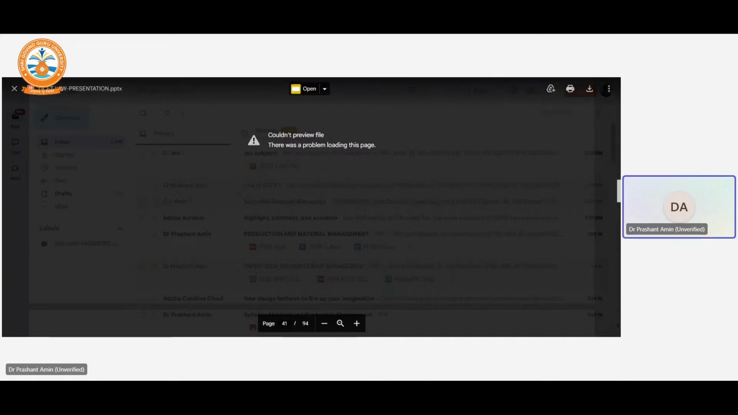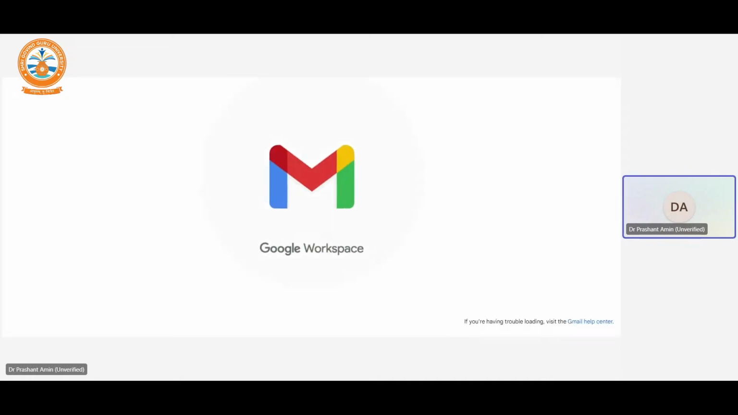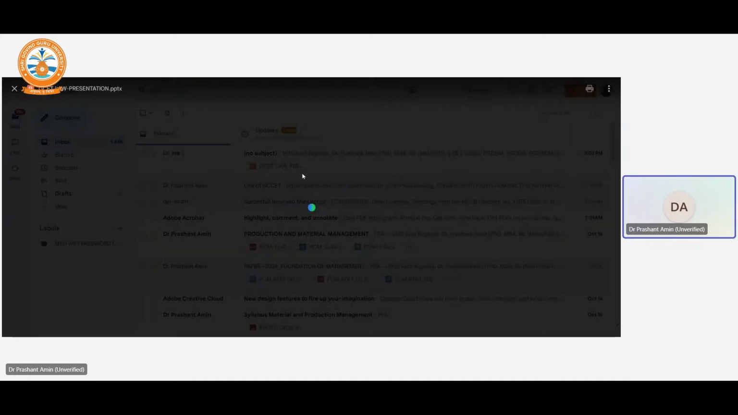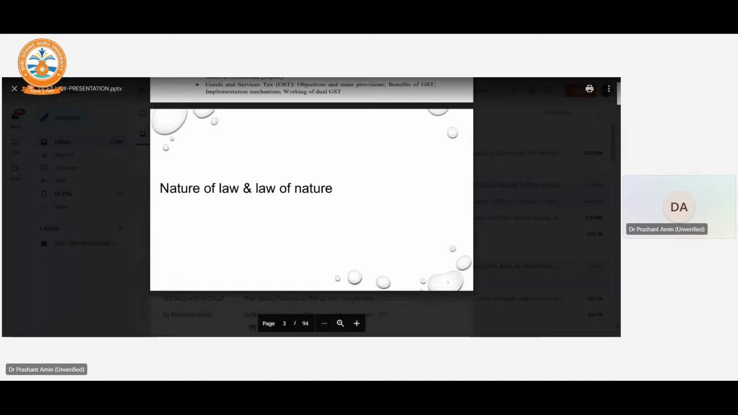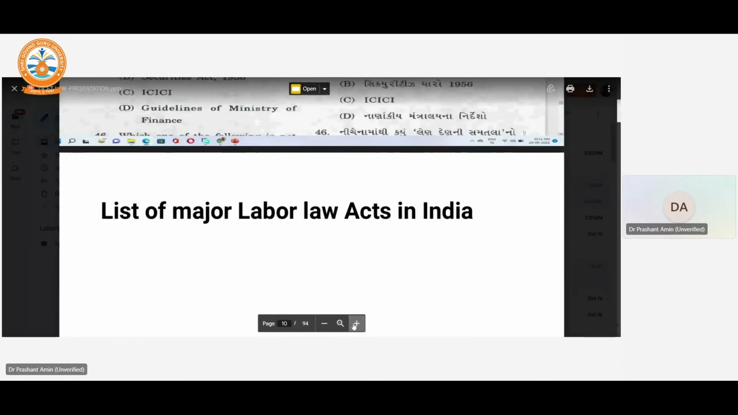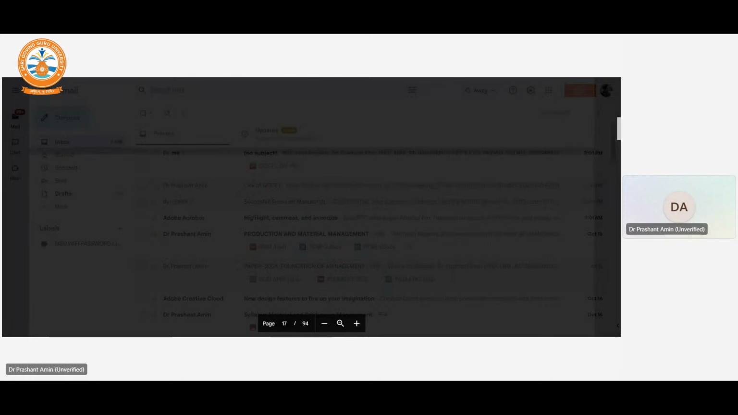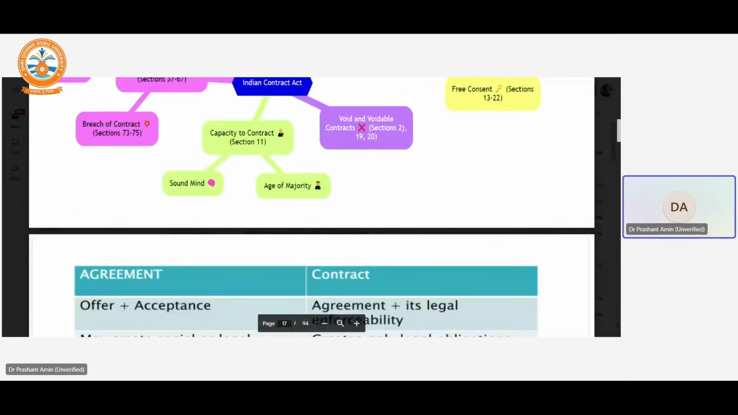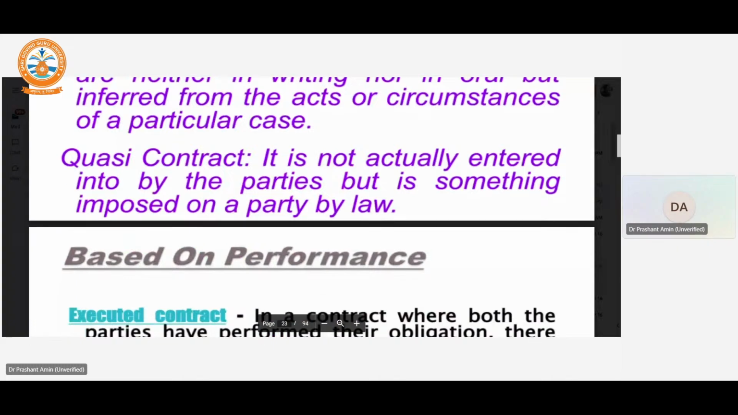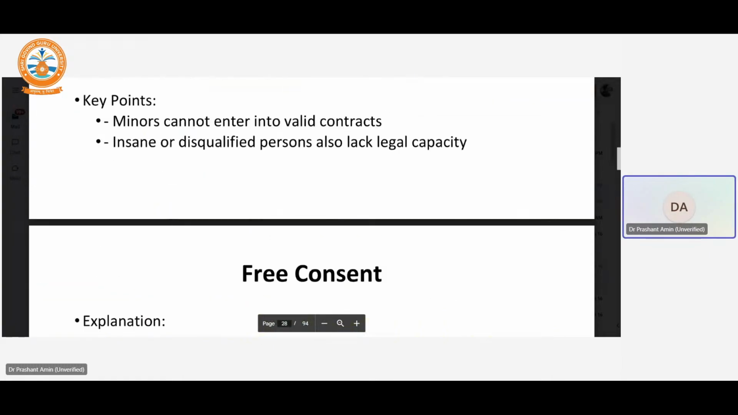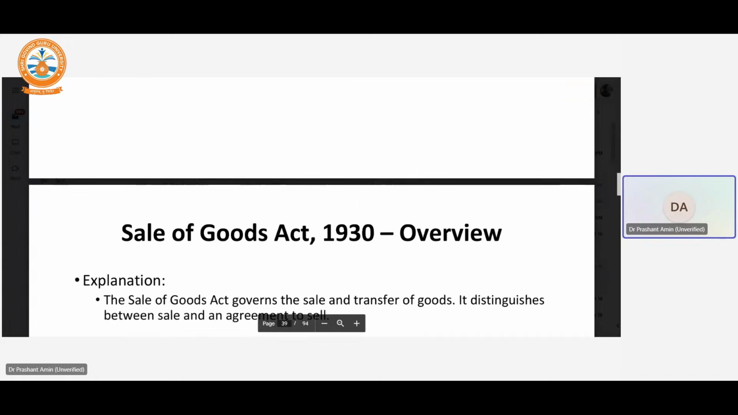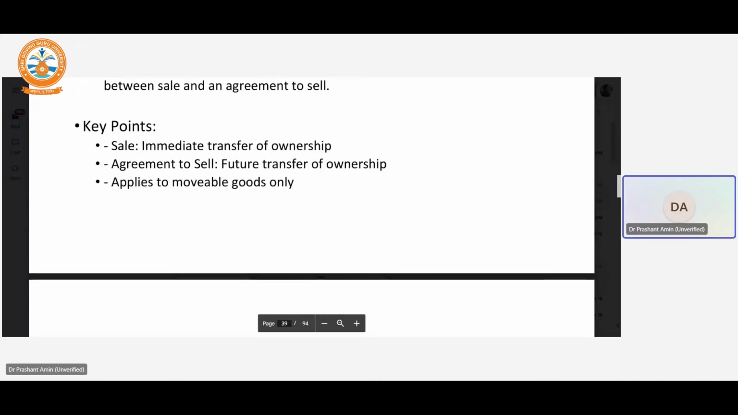Okay, I'm not able to upload the PPT. Let me just reopen this PPT again. Okay, can you see the PPT now? Can you see it? Okay, Sales of Goods Act, we are at that. Okay.